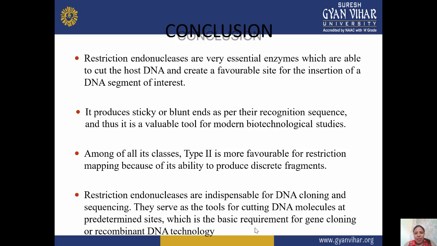Among all its classes, class 2 or type 2 is more favorable for restriction mapping because of its ability to produce discrete fragments. Because discrete fragments are produced, it can be used for restriction mapping. There are 5 types, but type 2 is the most favorably and commonly used.